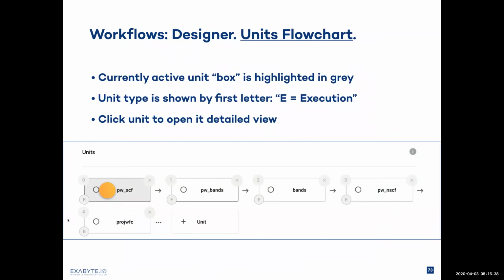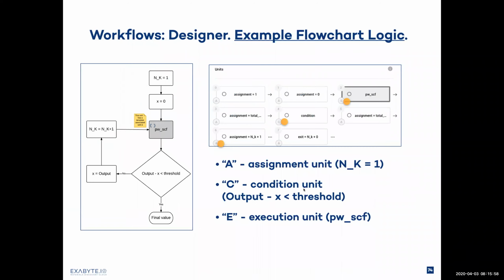So this is the units flowchart zoomed in. The currently active unit box is highlighted in gray, and unit type is shown by the first letter. So E means execution unit, A means assignment unit, and C means the convergence unit. This might be a bit misleading as of right now, so understanding the exact logic might be difficult.